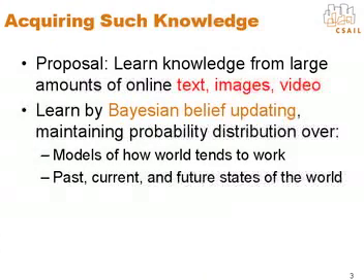And the proposal I'm making, which is, of course, not original, is that we should be able to learn knowledge from large amounts of data online, particularly now that the web contains not only text, but also images and video. And the general proposal is to learn by Bayesian belief updating. So maintain a probability distribution over models of how the world works in general. People tend to wear coats when it's cold, that kind of thing. And also the past, present, and future states of the world. For instance, there is a scheduled bus between Boston and New Haven. Questions like that. Or these people are in the US Congress.